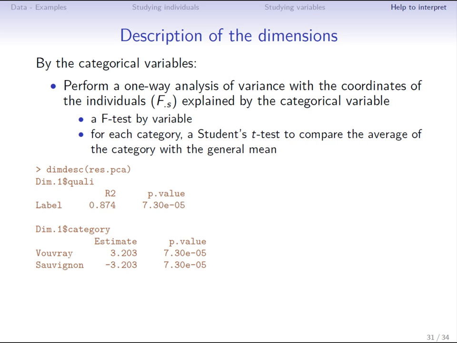For the label variable, the squared correlation ratio equals 0.87, so 87% of the variance of the coordinates of the individuals on the first dimension is explained by the variable label. And it is significant. Then, in more detail, we see that the Vouvray have significantly positive coordinates on the first dimension, whereas the Sauvignon have significantly negative coordinates. These tips for interpreting such data are particularly useful for understanding those dimensions with a high number of variables.